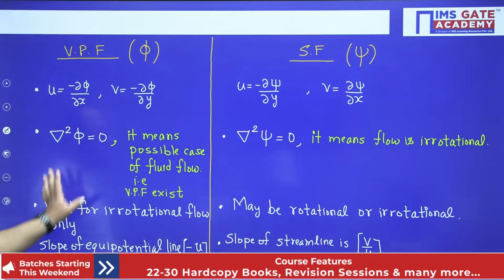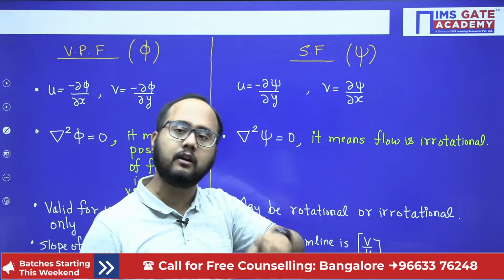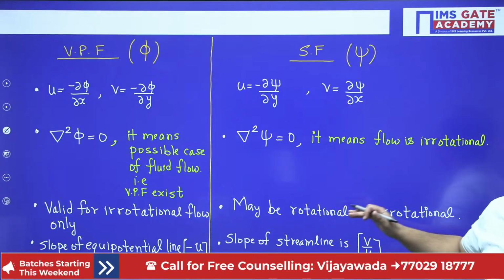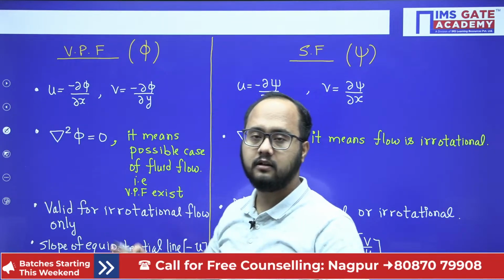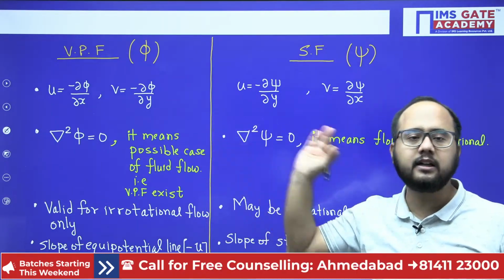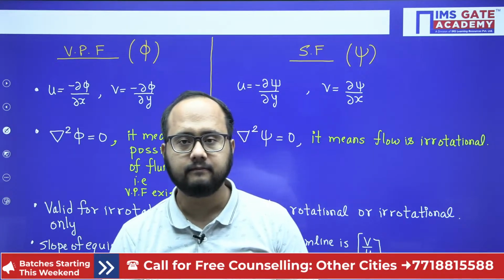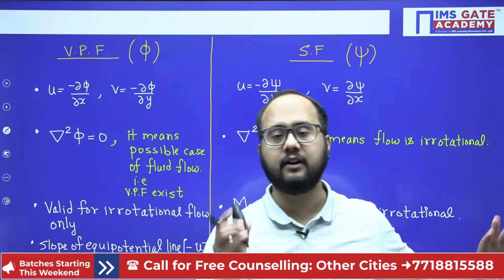And the last point: the VPF is valid for irrotational flow, while the stream function may be rotational or irrotational. We need to check it. In the case of a stream function, we need to check whether the flow is rotational or irrotational. In the case of VPF, we need to check whether it will exist or not. As for rotationality in VPF, by default it is irrotational flow by definition. So I hope we have completed the entire fluid kinematics.